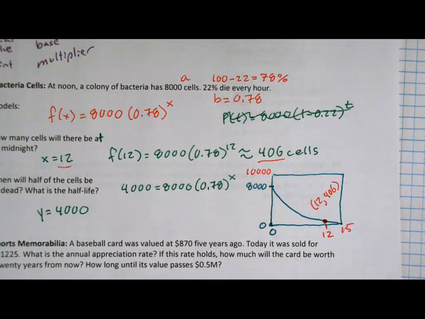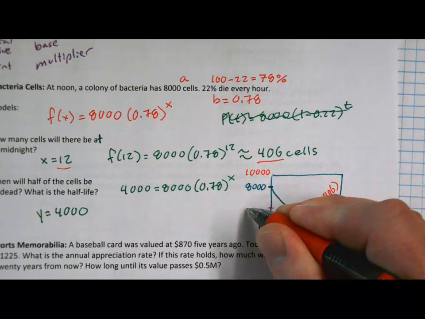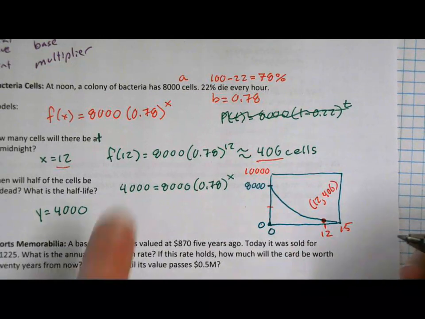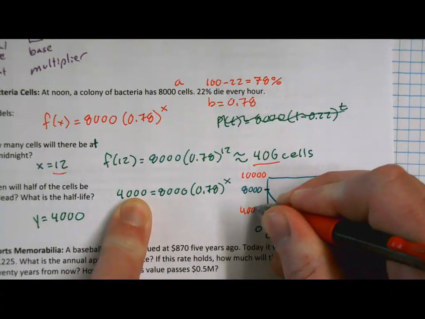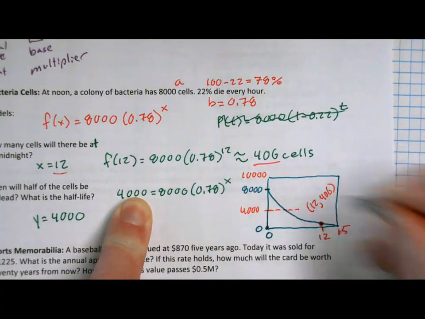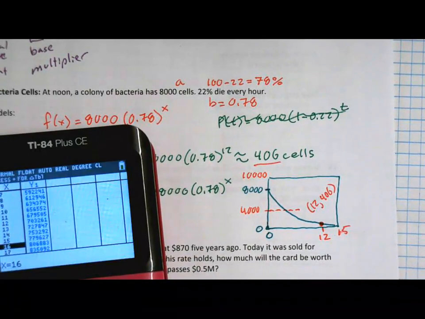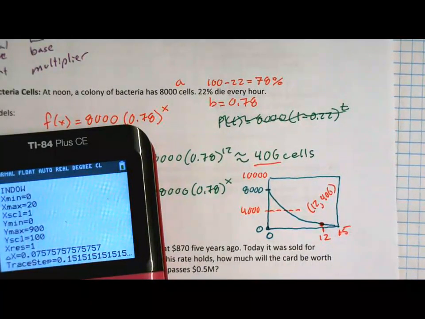And wait, don't type it in yet. Guys, please stop. When we do this, we're going to want to have a horizontal line. Where's that horizontal line going to be? At y equals 0? No. 4,000. We're looking for when half of them are gone. So if I were you, my habit is to set the window first and then type my equation in. I see many of you are jumping and doing the opposite direction.